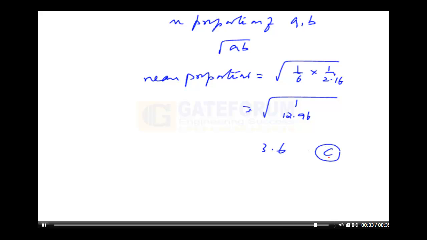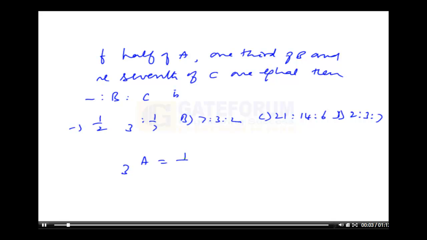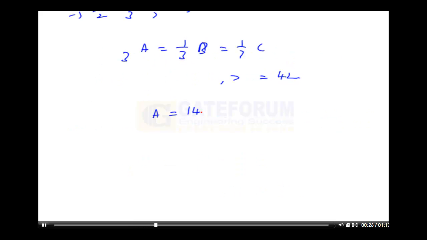The option is C. 1/2 of A is equal to 1/3 of B is equal to 1/7 of C. If you look at the LCM of 2, 3 and 7, it is 42. They are all prime numbers. LCM is the product. So multiply by 42, you will get 21A is equal to 14B is equal to 6C. So we can find what is A by B, B by C. So we can find what is A is to B is to C.